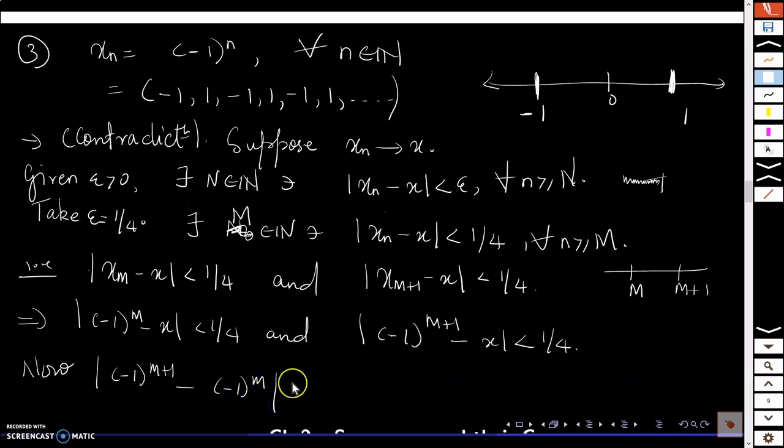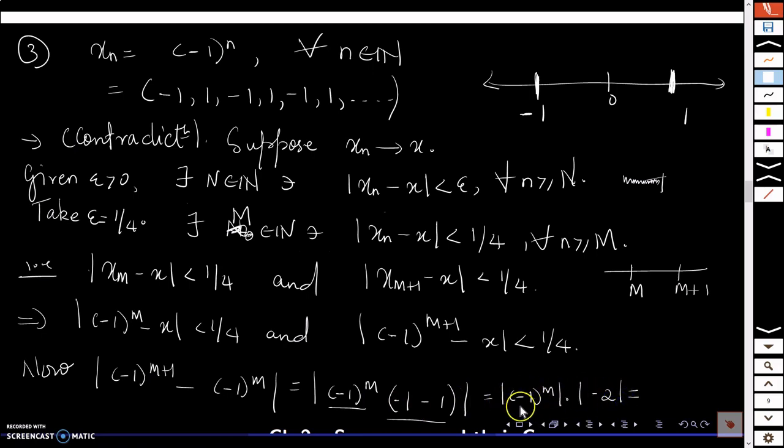Now I will consider the difference minus 1 raised to m plus 1 and minus 1 raised to m, and I will take its absolute value. If I take minus 1 raised to m common, what will remain inside? 1. Here minus 1 will remain. Minus 1, right? So if I take this as a and this is b, |ab| is |a| into |b|. So that is |minus 1 raised to m| times |minus 2|, and minus 1 raised to m can be either 1 or minus 1. So when I take its modulus, it will be plus 1, and this is 2. So this is finally equal to 2, this difference, right?